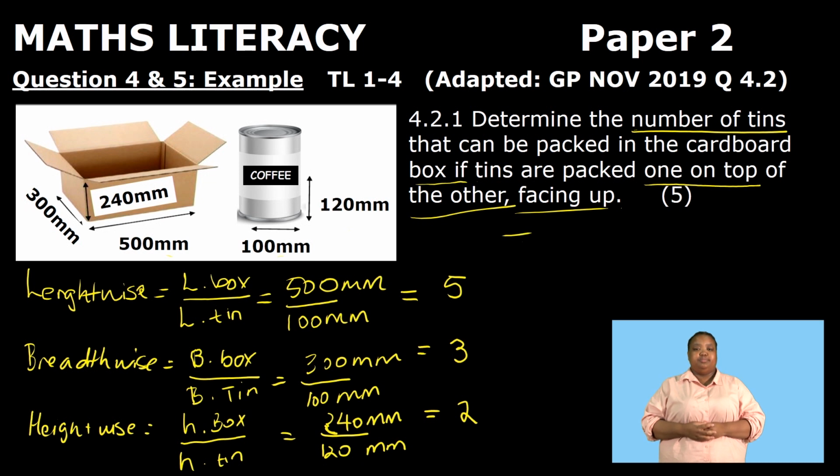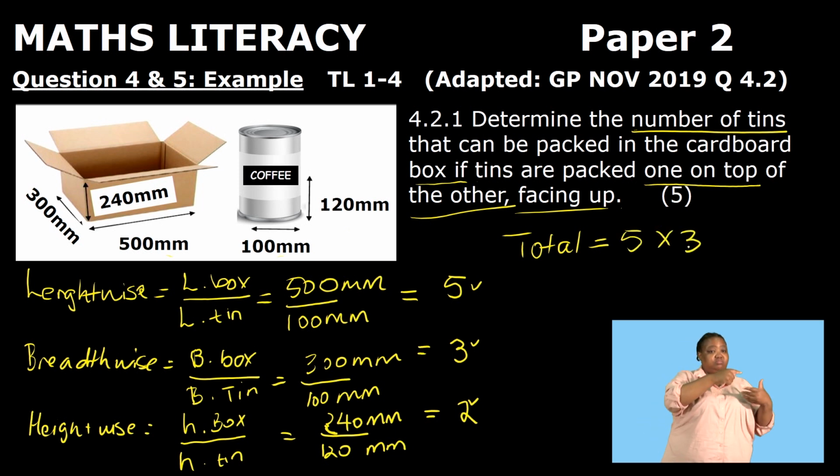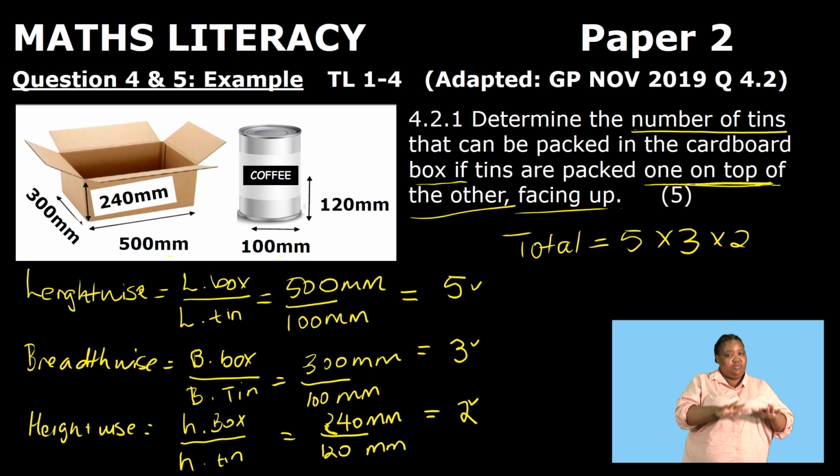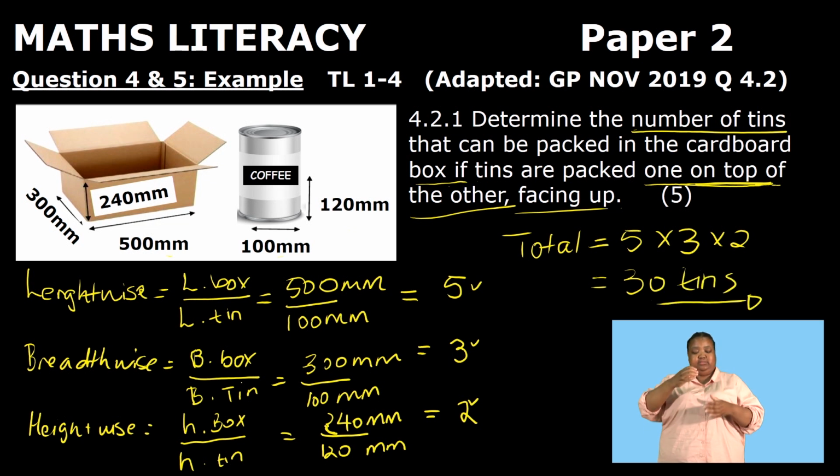Then we are going to work out the total number of tins that can be packed into this box by using these dimensions that we have calculated already. So we are going to have 5 times 3 times 2. Right, so now after working that out, you are going to have 30 tins. So that will be our final answer.